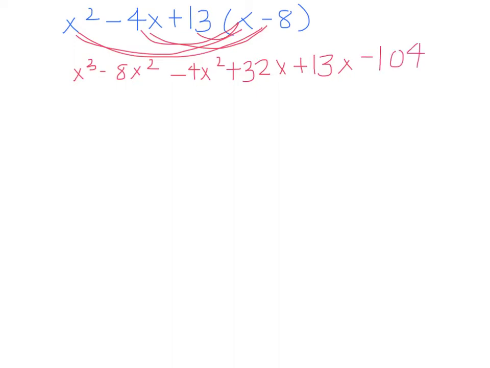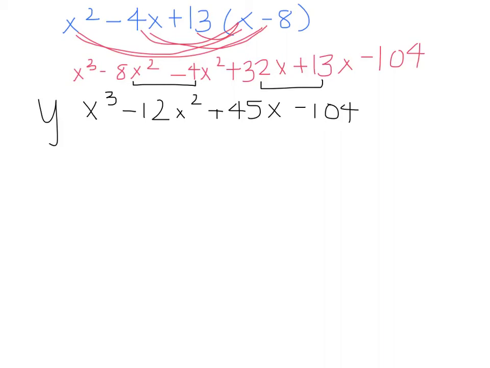Okay, combine like terms. X cubed. Negative 8x minus 4x gives me negative 12x squared. 32 plus 13 gives me 45x. Bring down the minus 104 and write y equals in front of it so that it's a polynomial function.